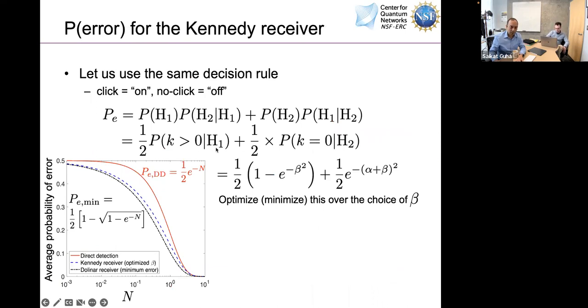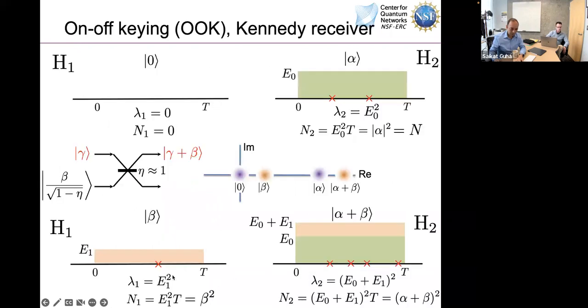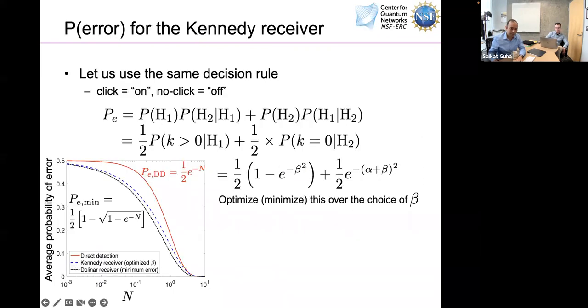Why? Because if hypothesis 1 is true, which is this hypothesis, you will make an error if a click does appear. And the probability that at least one click appears is 1 minus the probability that no click appears, which is e to the minus beta squared. So this term is hurting us. But then this term helps us. Why? Because the probability of error when hypothesis 2 is true lowers. The probability of error is that you get no clicks if this hypothesis is true, which is now going to become a smaller number because it's going to be e to the minus (alpha plus beta) whole squared instead of just e to the minus alpha squared.